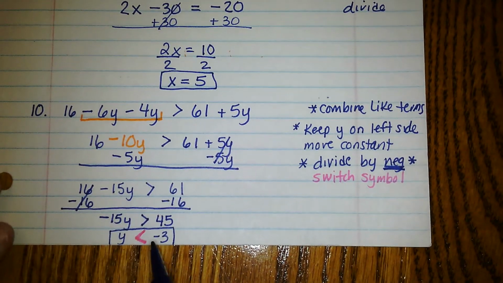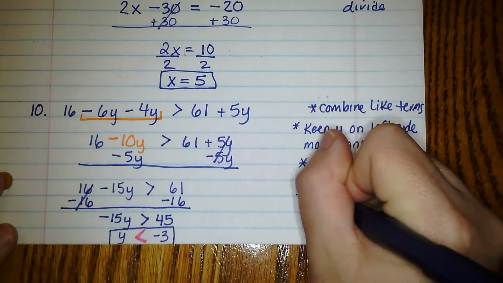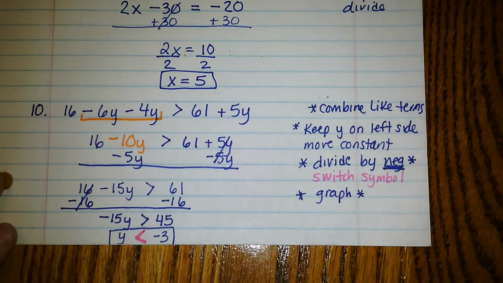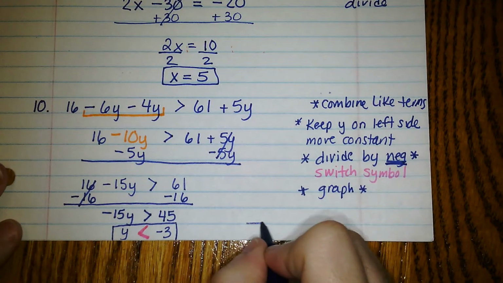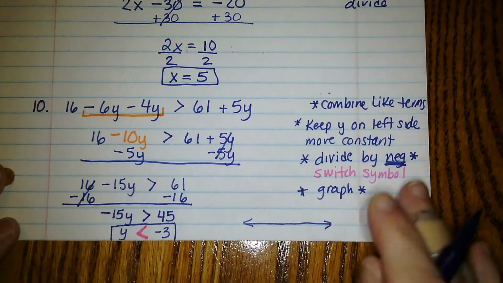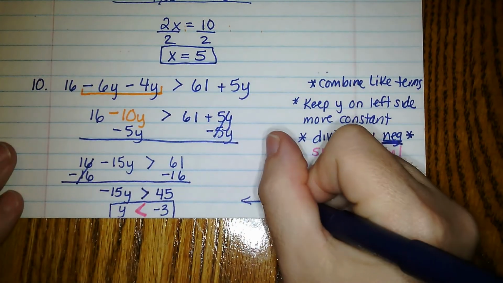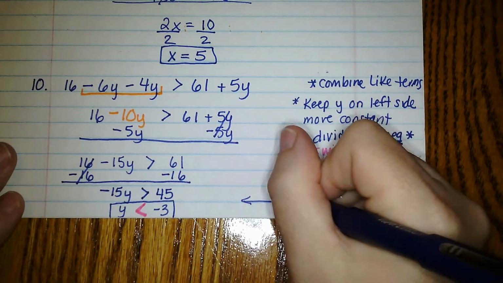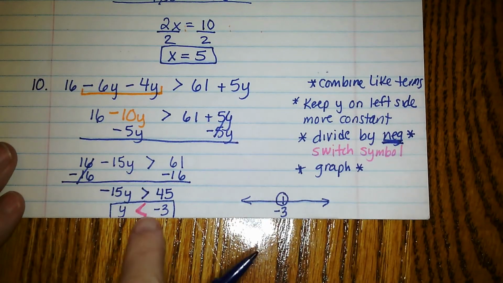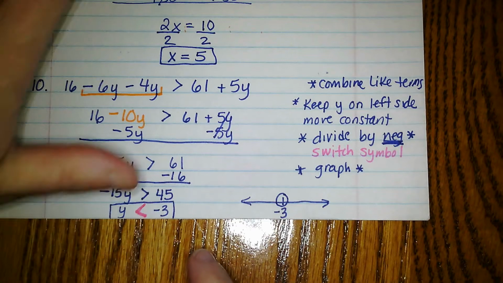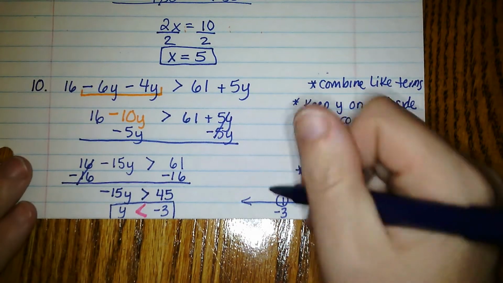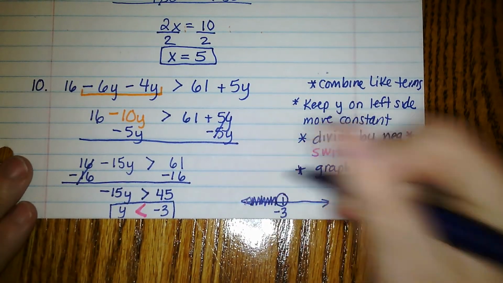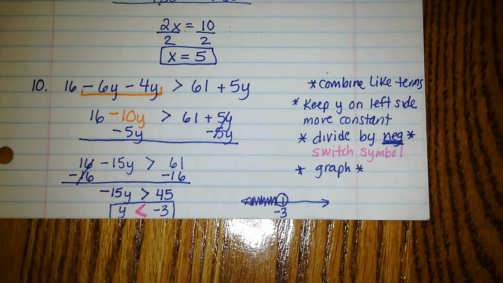Now it's time for me to graph this. So I'm going to draw my number line. Negative 3 is the star of the show. There's no equal to here, which means I'm going to have an open circle. And this is a less than symbol. Less than goes with your left hand, and that means you're going to shade to the left. So we are looking for numbers smaller than negative 3. So that's to the left of negative 3. And there's your solution for number 10.